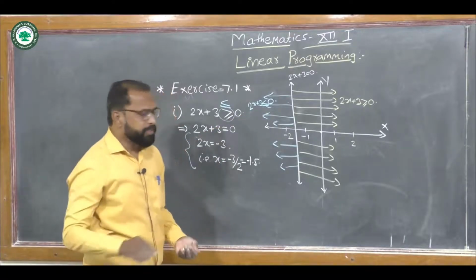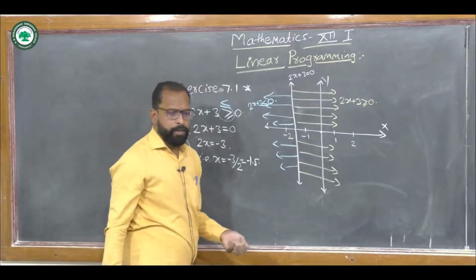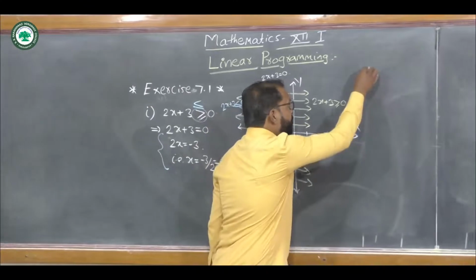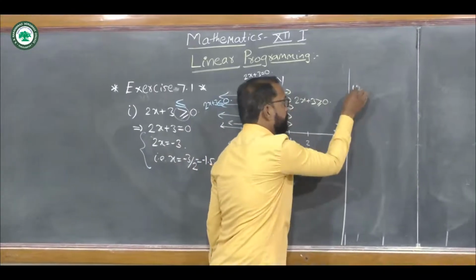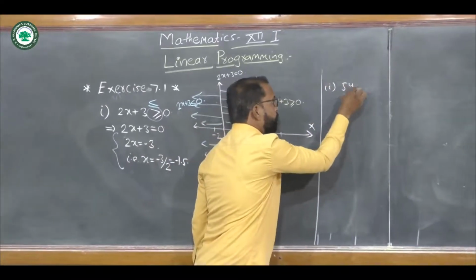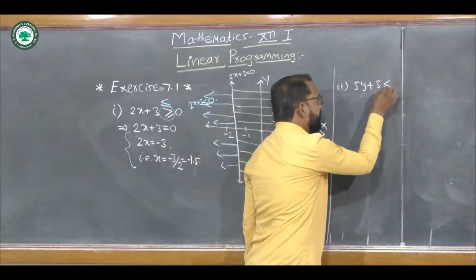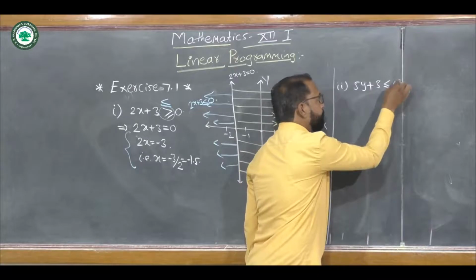Now we consider one more example, that is 5y plus 3 is less than or equal to 0.